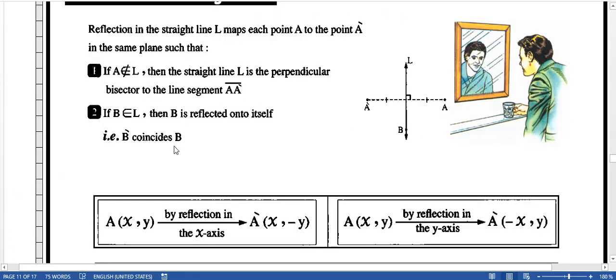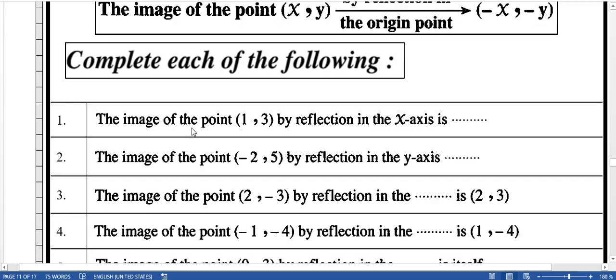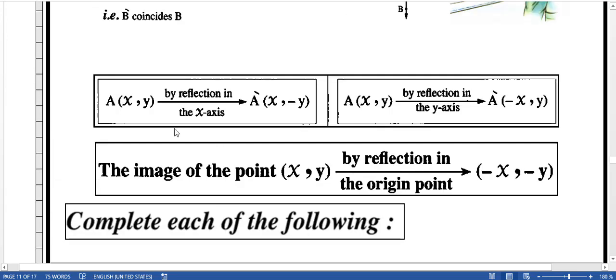The line is like a mirror. The distance from the mirror to A is the same as the distance from the mirror to A dash. If the point is on the mirror itself, its image will be itself. We have three rules for reflection.